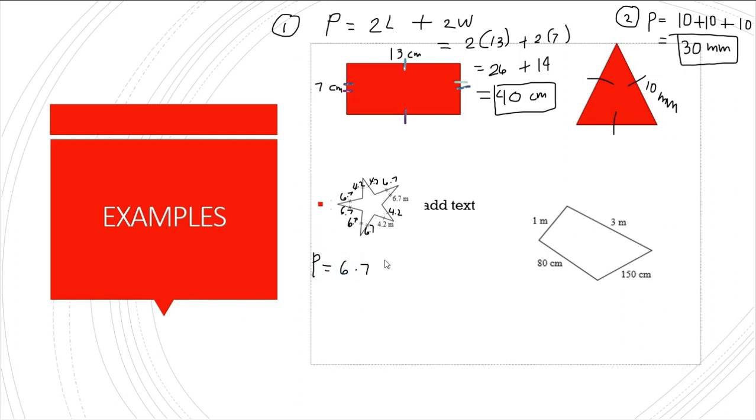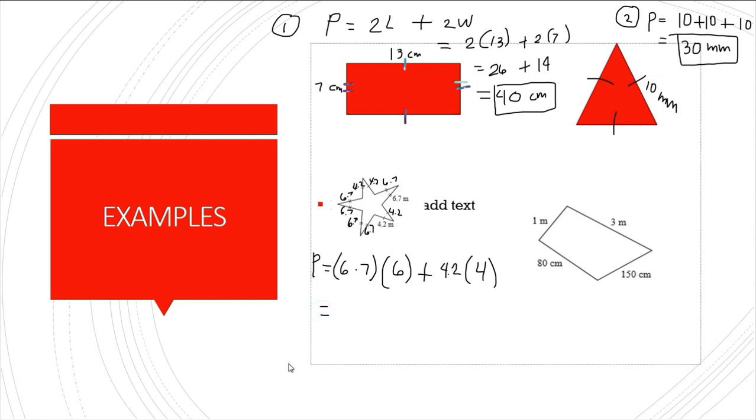So, how many 6.7 do you have? So, 6.7 multiplied by how many there are? So, 1, 2, 3, 4, 5, 6. Okay, plus 4.2. Then how many 4.2 do you have? So you have 1, 2, 3, 4. So you have 4. Right?